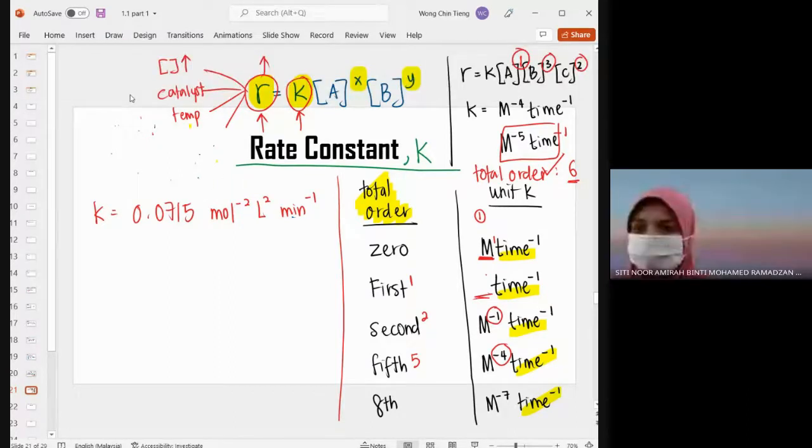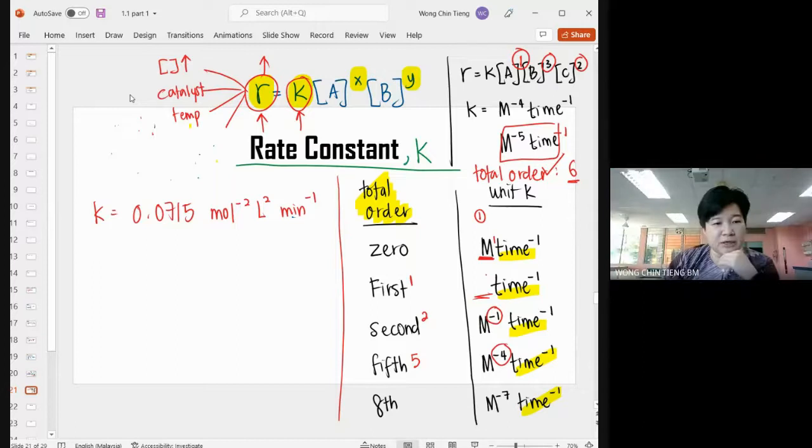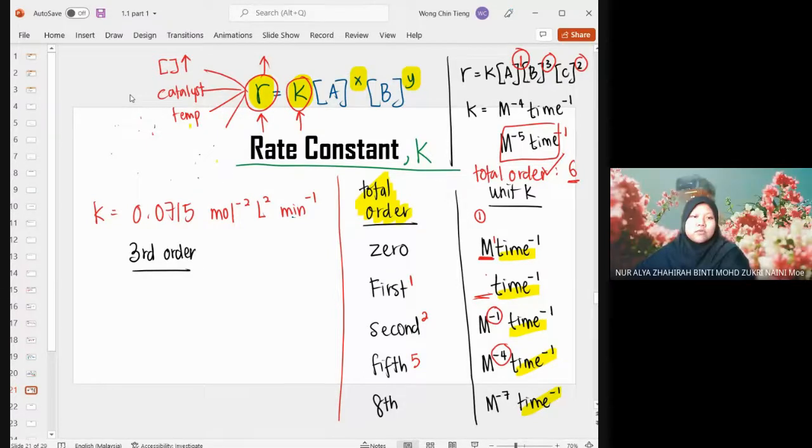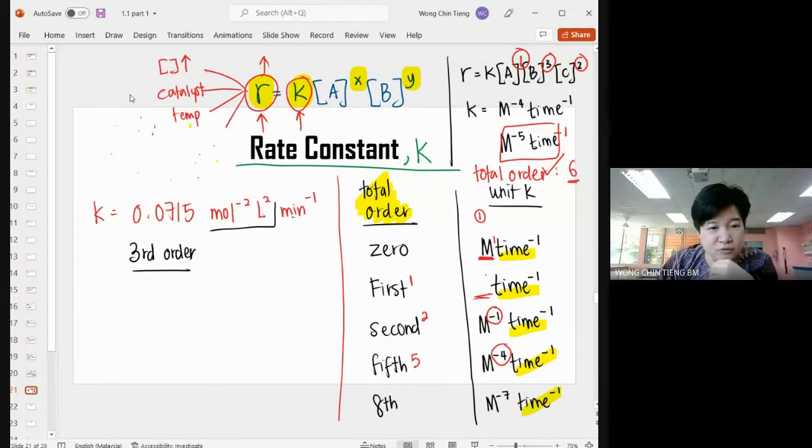Third order. Why do you know it is third order? Mole negative 2, liter positive 2. Mole to the power of negative 2, liter to the power of 2. Here it actually represents molar negative 2. Okay? Just a kind reminder.